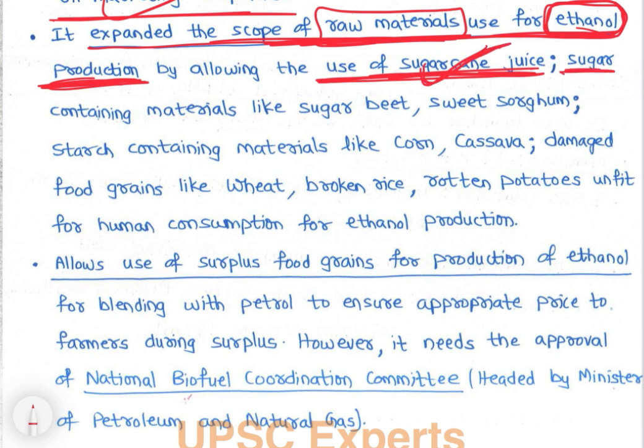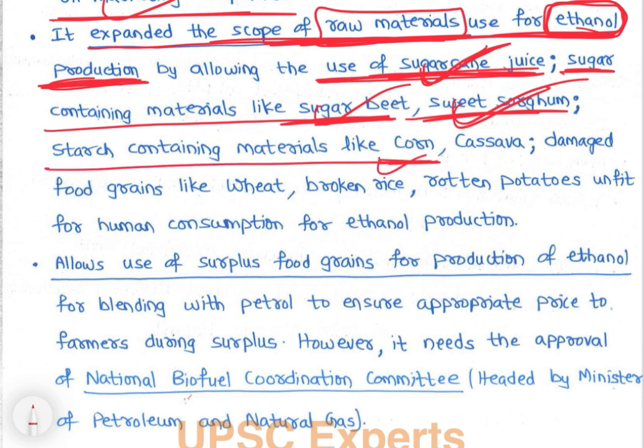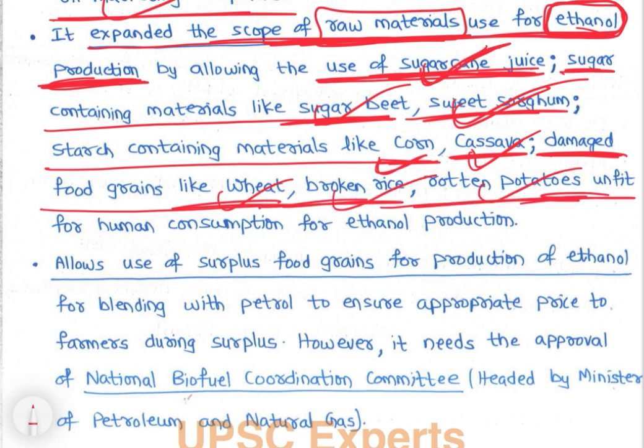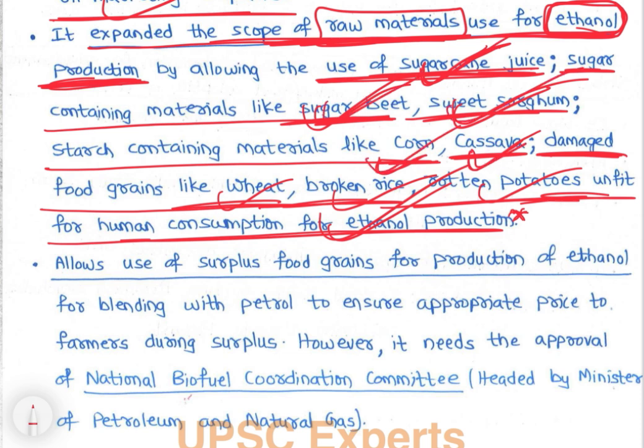लिए. Then sugar containing materials like sugar beet and sweet sorghum, right? We can use, right, for ethanol production. Then starch containing materials like corn भी use कर सकते हैं for ethanol production. Then cassava you can use. Then damaged food grains like wheat, broken rice, rotten potatoes, unfit for human consumption can be used for ethanol production. Again, very important. Everything you need to remember. क्या क्या use कर सकते हैं? Sugarcane juice, sugar beet, sweet sorghum, corn, cassava, damaged food grains like wheat, broken rice, rotten potatoes, etc. can be used for ethanol production.